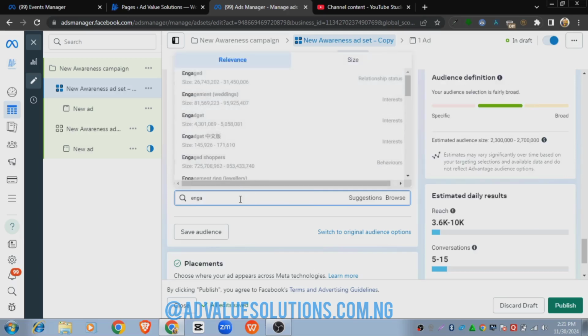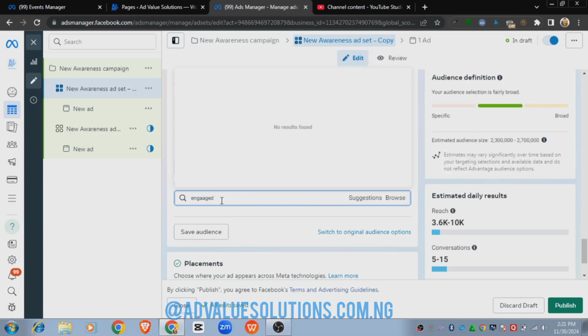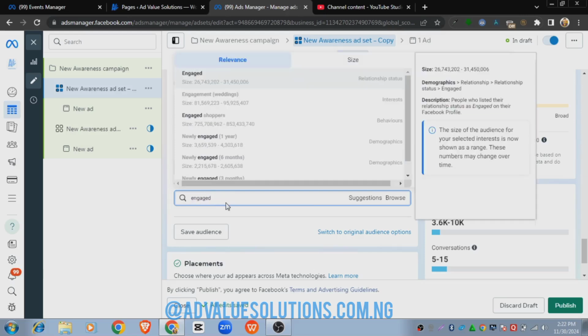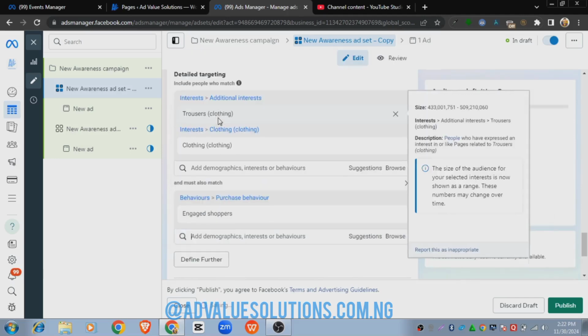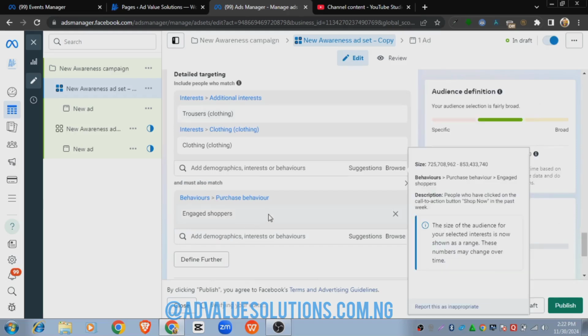Okay, see them here. So these are people who, let me just show you the Facebook definition: people who have clicked on a call to action button, shop now, in the past week. So these are people that are looking to buy something. Shop now is a call to action. When someone sees something that you're selling and clicks on shop now to check it out, that is a call to action button.